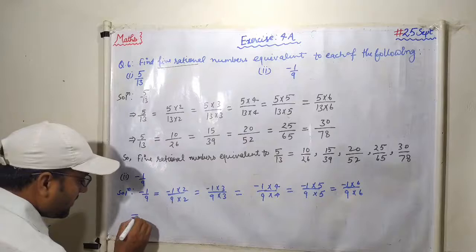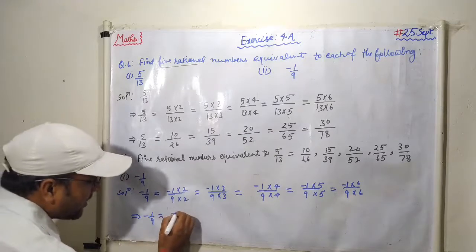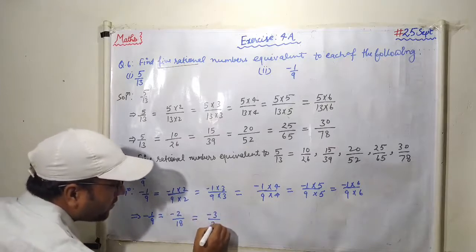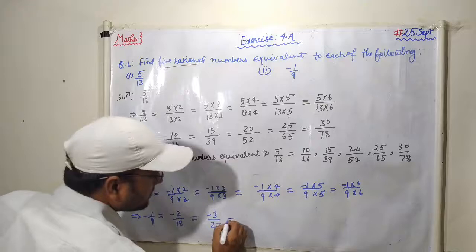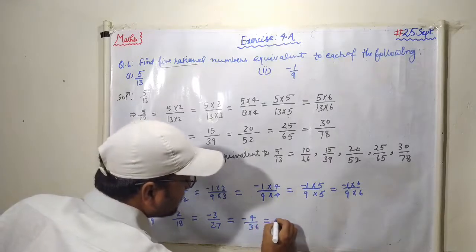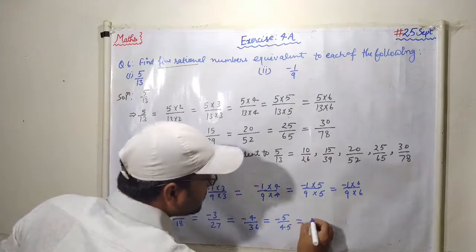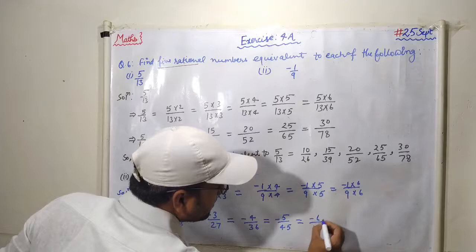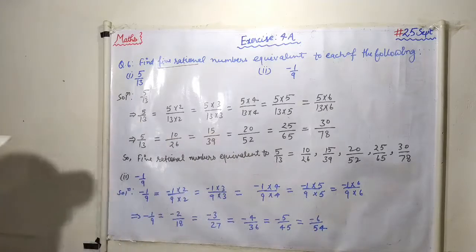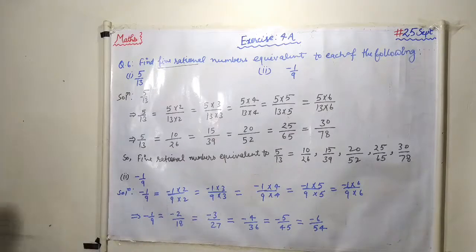So in the next step, minus 1 upon 9 as it is, then you will get minus 2 upon 18 is equal to minus 3 upon 27 is equal to minus 4 upon 36 is equal to minus 5 upon 45 is equal to minus 6 upon 54. Okay, so these are the equivalent rational numbers of minus 1 upon 9.